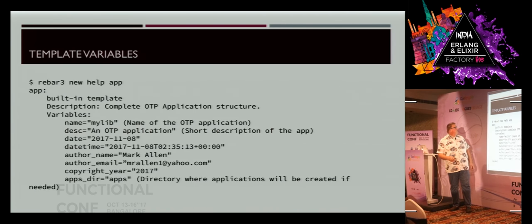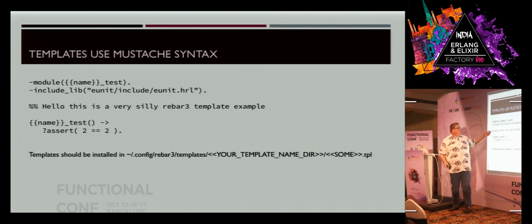I already talked a little bit about template variables. So here's the weird Mustache language. How do these work? Yeah, question.